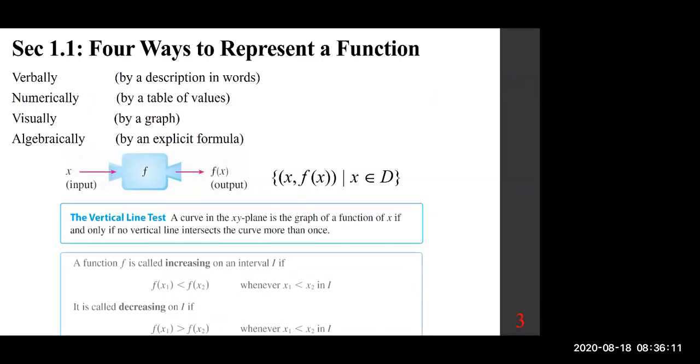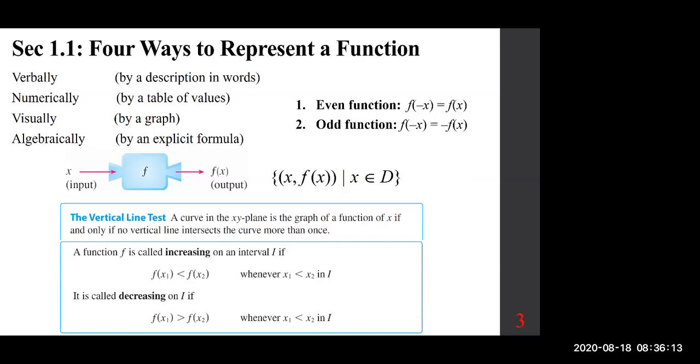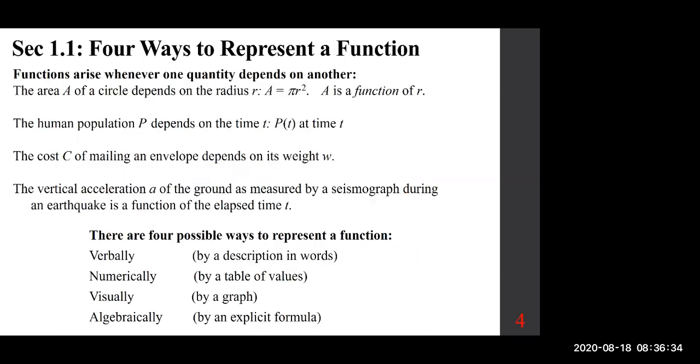So that's as far as functions are concerned. The other definition is an even function versus an odd function. By definition, f of minus x equals f of x is the definition of an even function. And f of minus x equals minus f of x is the definition of an odd function. Nothing brand new. You've seen it. They're just refreshing your memory. And here are some examples as to why we need a function, okay?